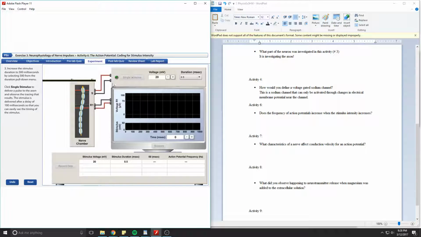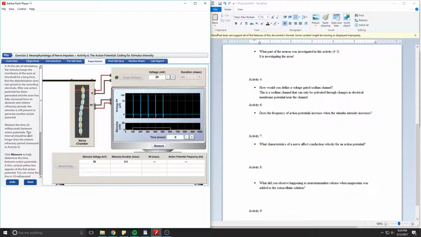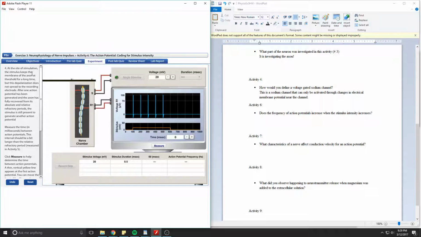Increase the stimulation duration to 500 milliseconds. Okay, wait. At the site of stimulation, the stimulus keeps the membrane of the axon at threshold for a long time, but this depolarization does not spread to the recording electrode. After one action potential has been generated, the axon has fully recovered from its absolute and relative.